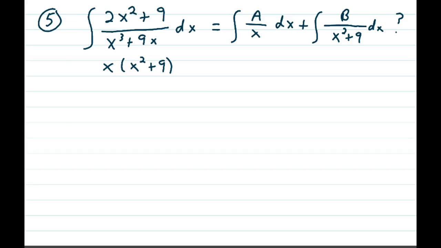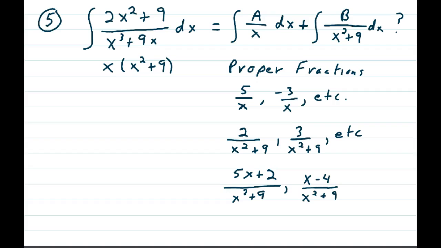Problem 5. The integral of (2x squared plus 9) over (x cubed plus 9x). We can factor the bottom of that fraction into just x and (x squared plus 9), and that's as far as we can go because we can't factor x squared plus 9. So the temptation is to just do what we've done in other problems and say, well, we have an integral of a over x dx plus integral of b over (x squared plus 9) dx. But there's a problem with this.